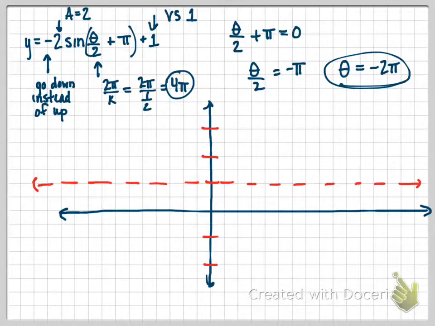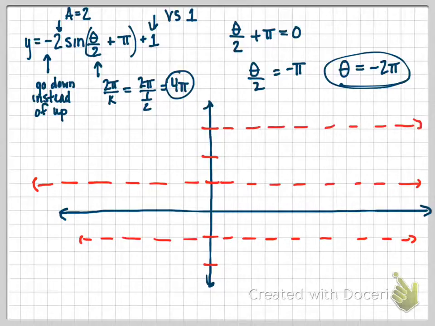And then my maximum is 2 spaces away in this direction and 2 spaces away in this direction. So here I am. Okay, now I'm going to go to the axis and I'm going to label my periods.